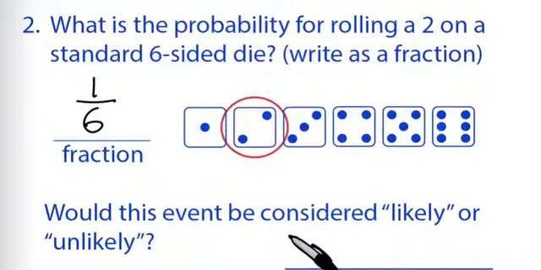Would this event be considered likely or unlikely? Well, remember, if the probability of an event is less than 1/2, then it's considered unlikely. And 1/6 is definitely less than 1/2. So it is unlikely.